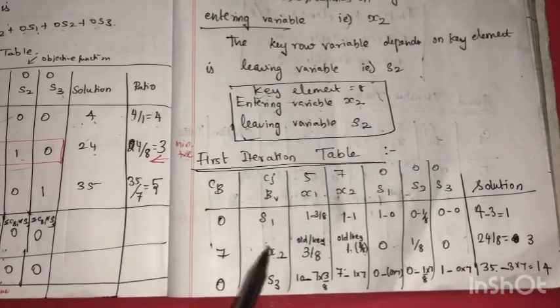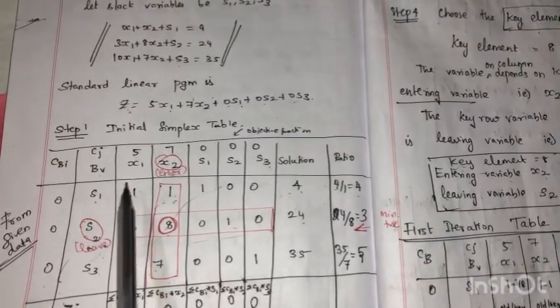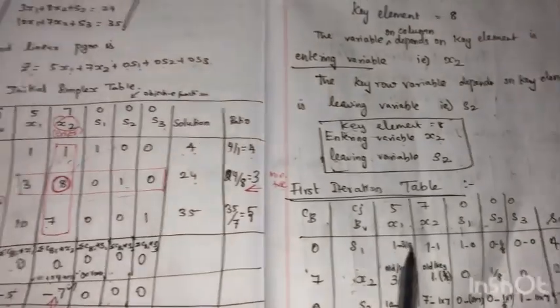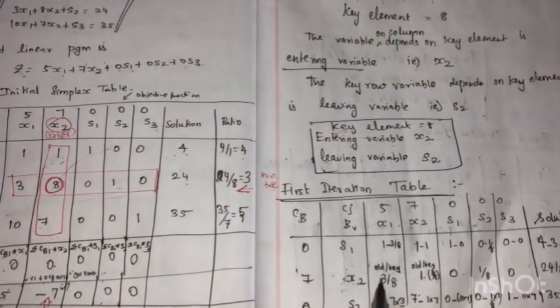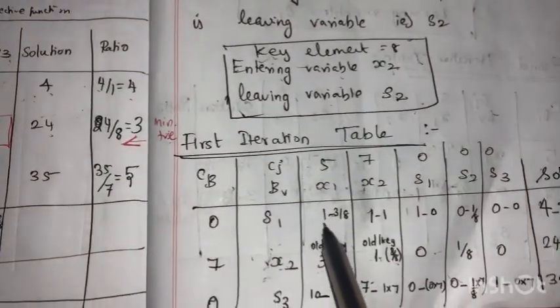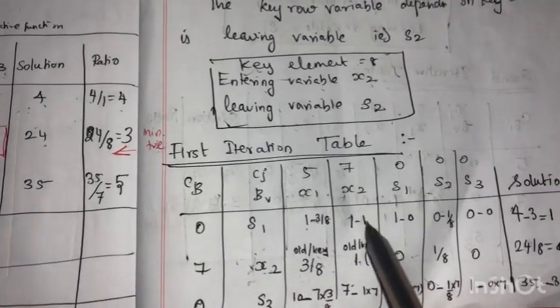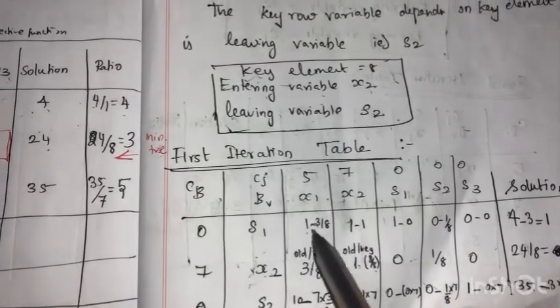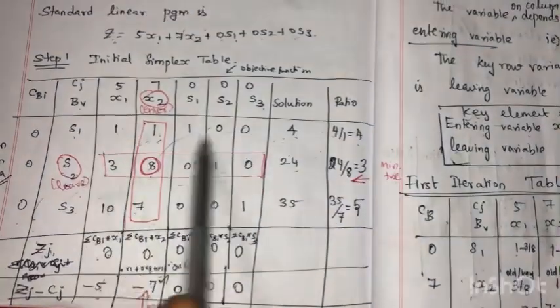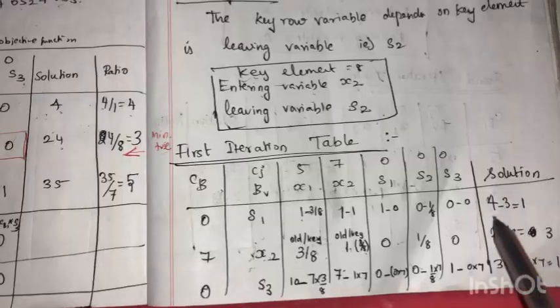So this is for the key row. For non-key rows, like here, what is the key row? Here it is the key row. For non-key rows, meaning s1 and s3, we have to find them by using old value minus the new value of x2. Did you get my point? So the old value of s1 minus the new value of x2: 1 minus 3 by 8, 1 minus 1, 1 minus 0, 0 minus 1 by 8. These 1, 1, 1 we get from the old s1 values. Then 4 minus new value 3, that is equal to 1.